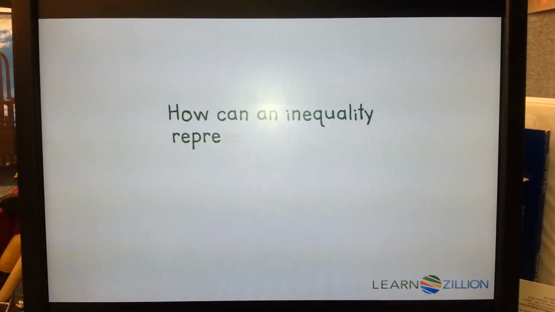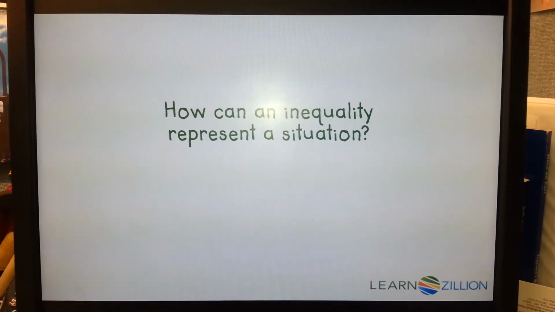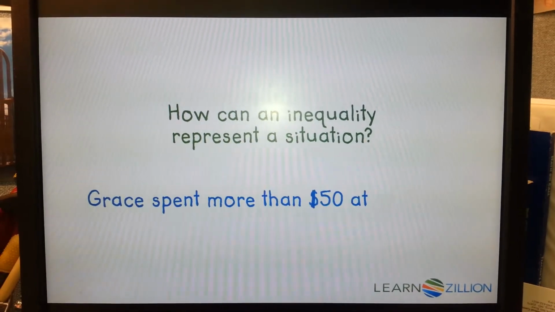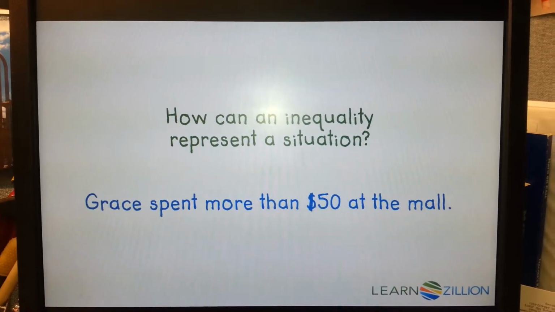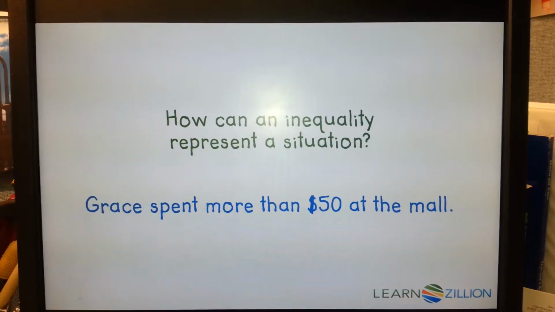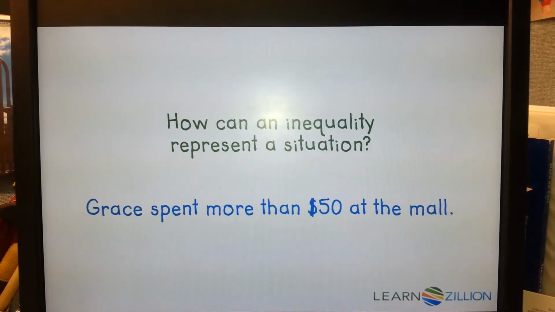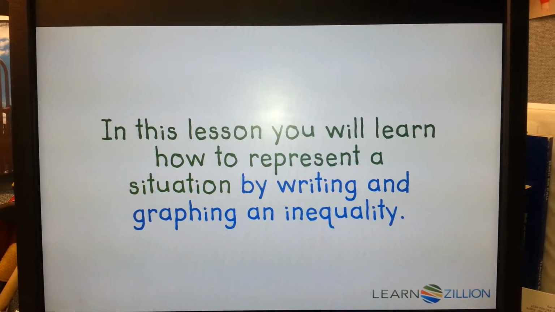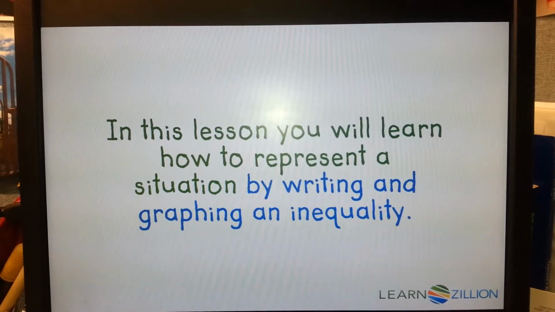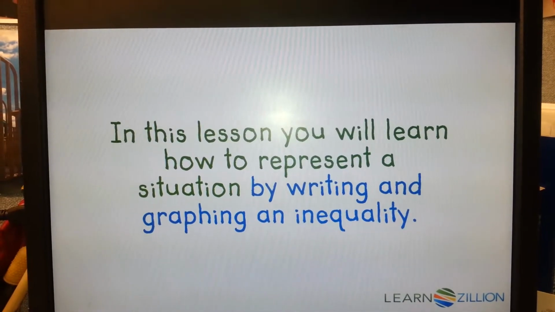Can an inequality represent a situation? Here we have the situation, Grace spent more than $50 at the mall. How can an inequality help us represent this situation? In this lesson, you will learn how to represent a situation by writing and graphing an inequality.